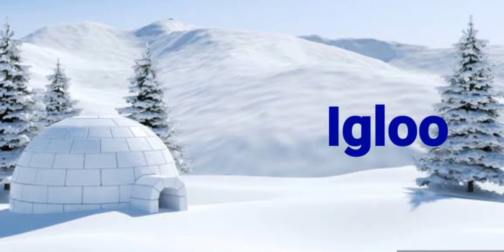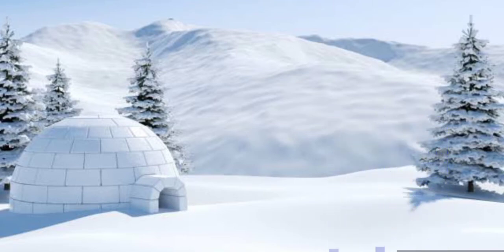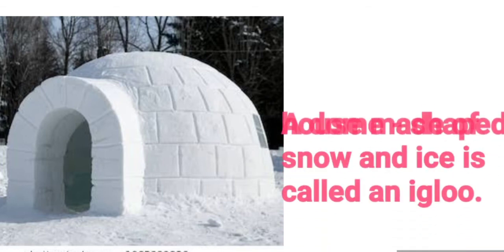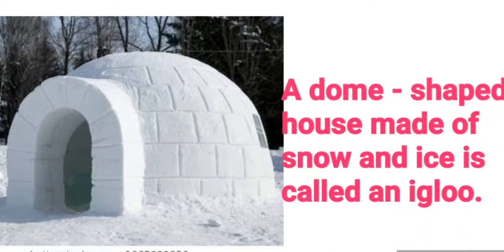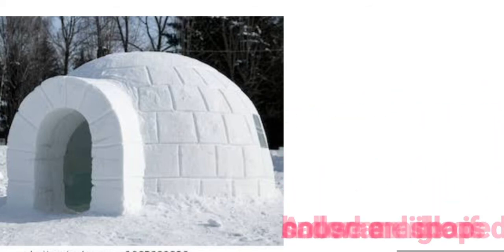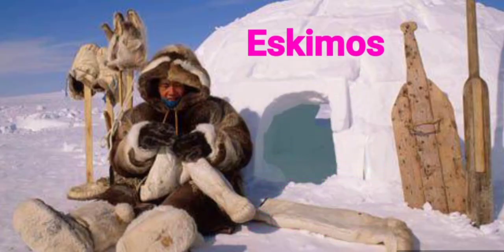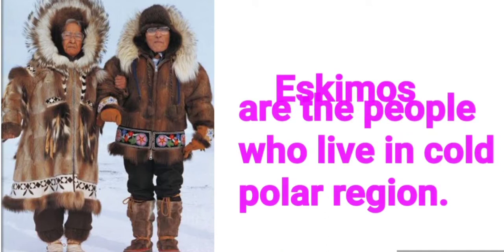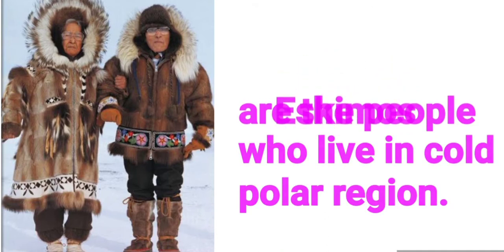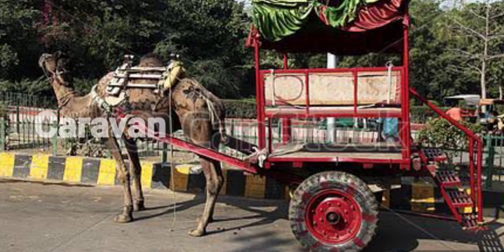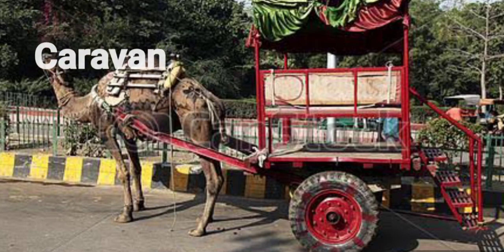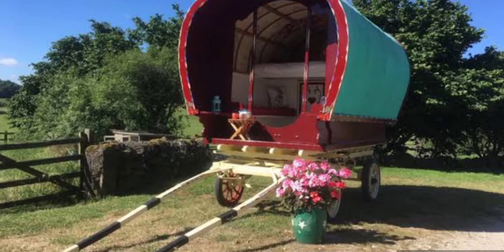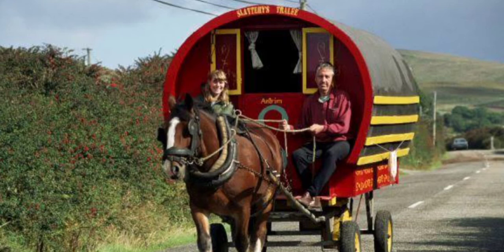Another type of temporary house is igloo. A dome-shaped house made of snow and ice is called an igloo. Eskimos live in igloos. Who are Eskimos? Eskimos are the people who live in cold polar regions. Caravan. A caravan is a house on wheels. It is a mobile house. That means we can move this type of house from one place to another.